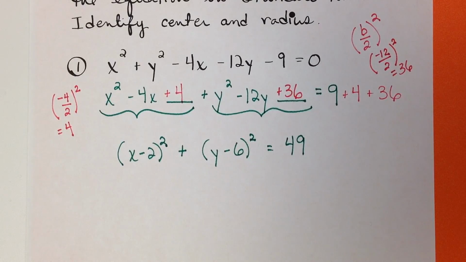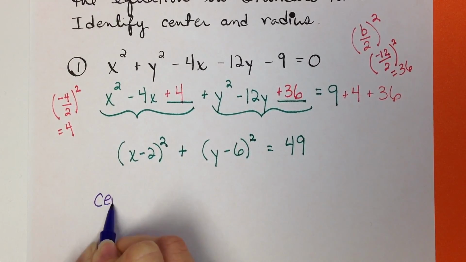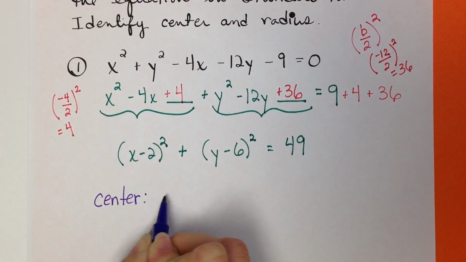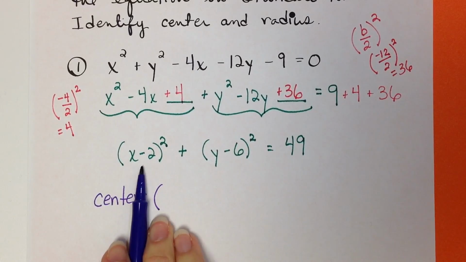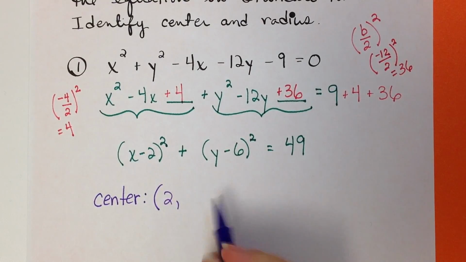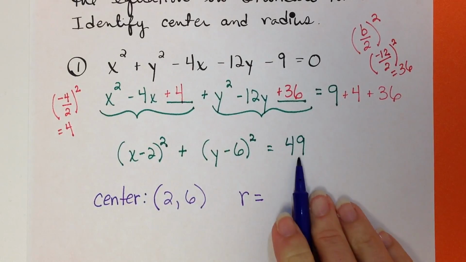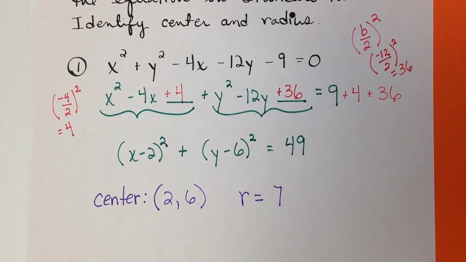Now we're to identify the center and the radius. That's no different than what we did a while ago. From here I'll get my x coordinate, so that would be a positive 2. Remember, change the sign. And my y coordinate would be positive 6. So if 49 is r squared, then that means r would be 7.